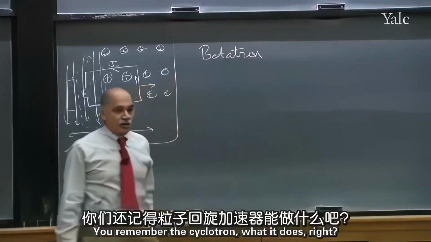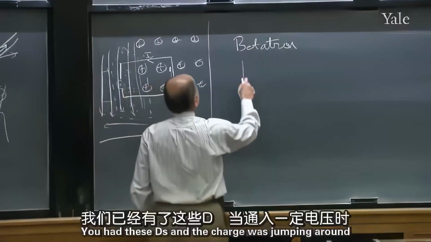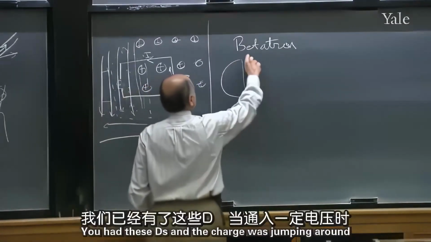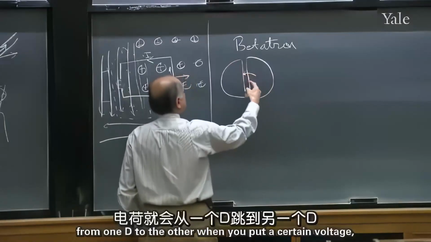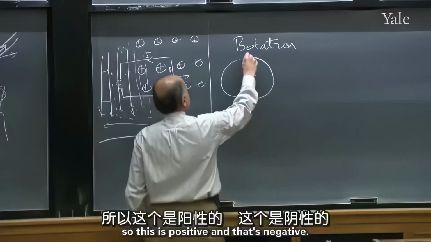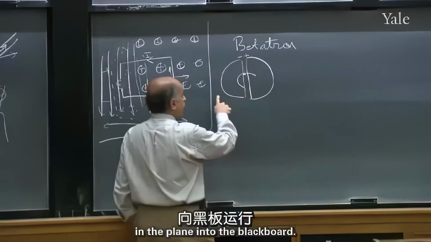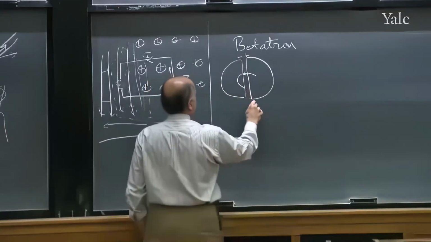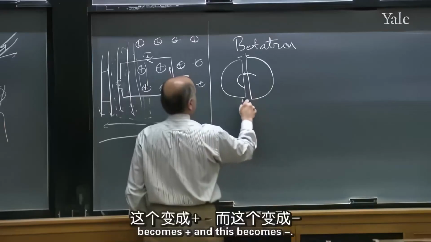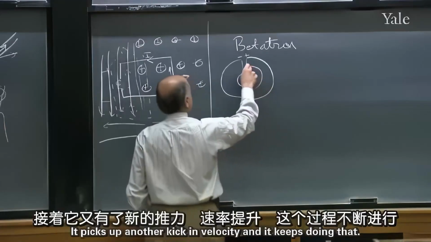You remember the cyclotron, what it does, right? You had these D's, and the charge was jumping around from one D to the other when you put a certain voltage. So this was positive and that's negative. It bends in a magnetic field, which is going into the blackboard, and it gets another kick. And when it comes here, you reverse the polarity so that this becomes plus and this becomes minus. It picks up another kick in velocity, and it keeps doing that.